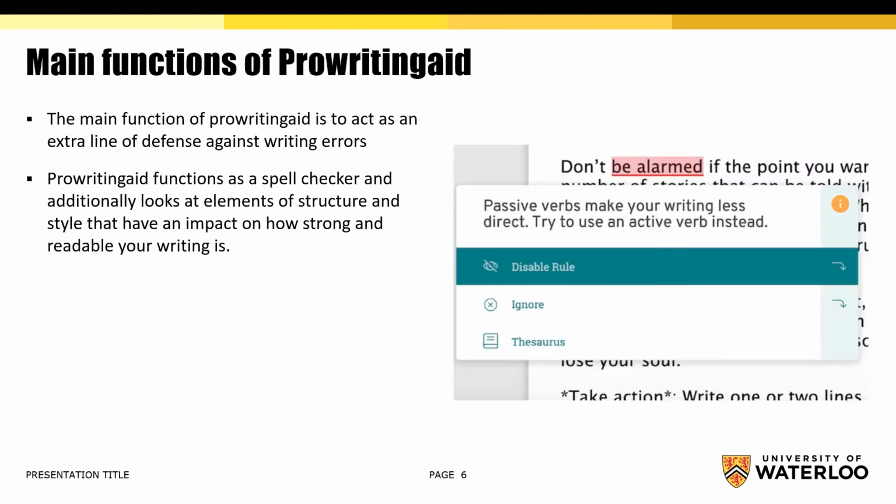The main function of ProWritingAid is to act as an extra line of defense against writing errors. It can also help you improve writing and show you certain grammar rules. Being an AI, ProWritingAid can analyze your writing style to see what repetitive mistakes are being made. ProWritingAid also functions as a spell checker and additionally looks at elements of structure and style that have an impact on how strong and readable your writing is.